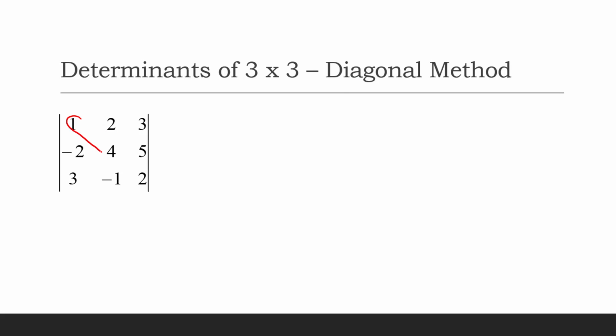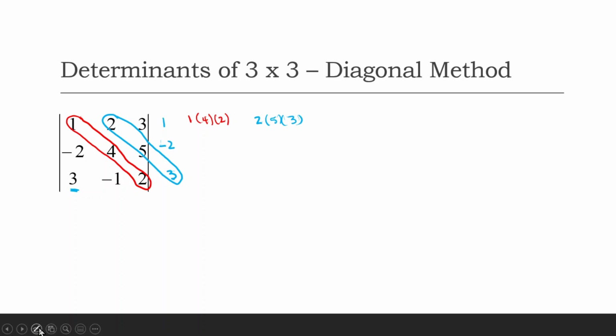So the main diagonal is this 1, 4, and 2. So I'm going to multiply those together. Okay, then I'm going to do all the other downward diagonals. Now each diagonal has to have 3 pieces. So you'll notice this one is going to be 2 times 5, but then it's missing something. Well, what it does is it wraps around. So basically you can go ahead and rewrite column 1 here beside it, and you'll fill in that diagonal.